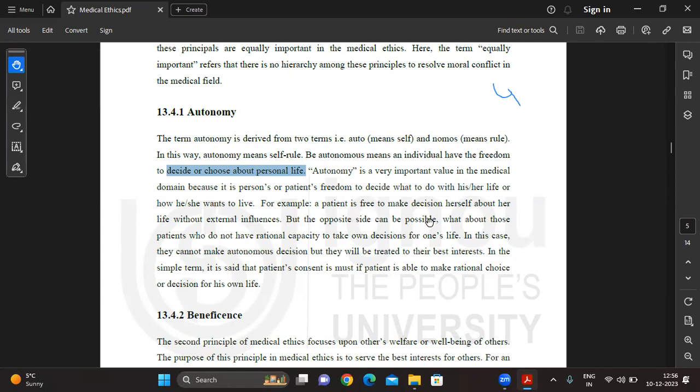But the opposite side can be possible. What about those patients who don't have the rational capacity to take their own decisions for their own life? In this case, they cannot make autonomous decisions, but they will be treated to their best interests. Matlab, we all have our autonomy. We all make our own decisions about our life to a certain extent. We're not talking about, all, nobody has full autonomy, obviously, but we are all considered independent people, especially the older we get, the more responsible we get, we have autonomy.